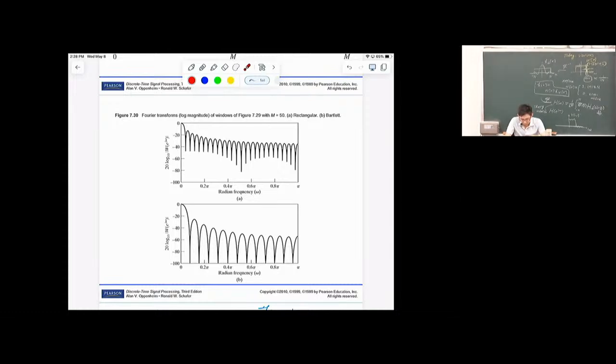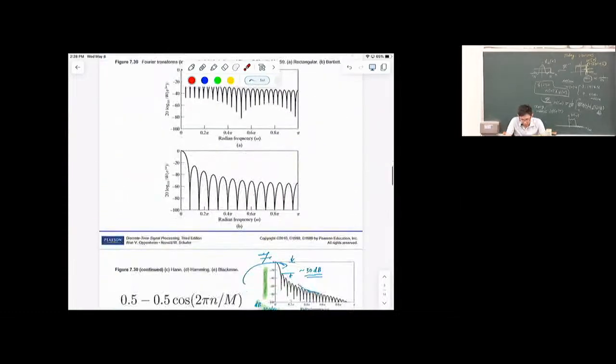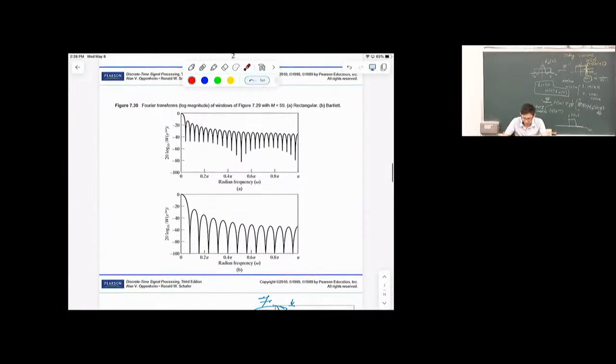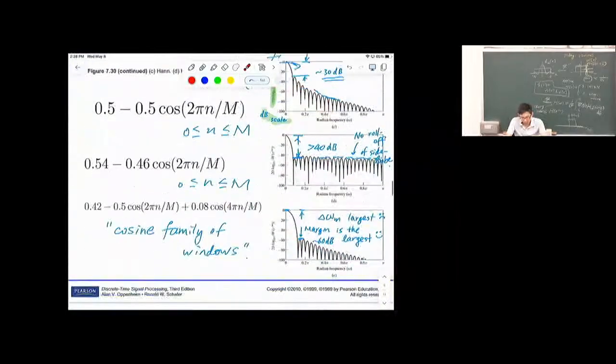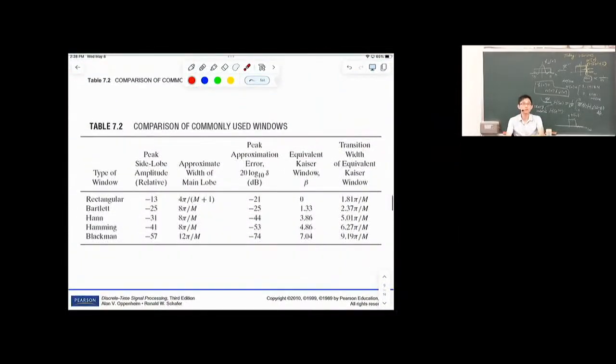Otherwise, we have another slide showing the Fourier transform of the rectangular window and Bartlett window, and you can also compare them. There is also the suppression ratio right here, as well as the roll-off and the transition width. Okay, so the next page summarizes all the performance indexes of all these windows. Okay, let's take a look.